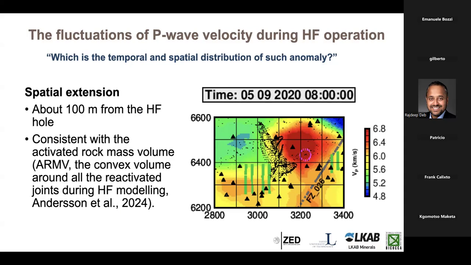And this spatial extension is consistent with the activated rock mass volume. That is what they call it in hydrofracturing operations. This is the convex volume around all the activating joints during the hydrofracturing modeling. You can check this paper by Anderson 24.